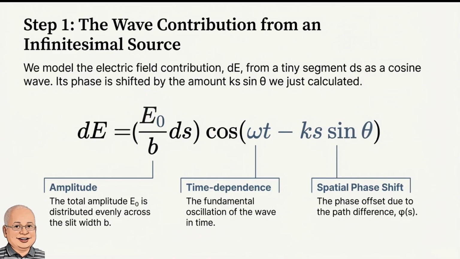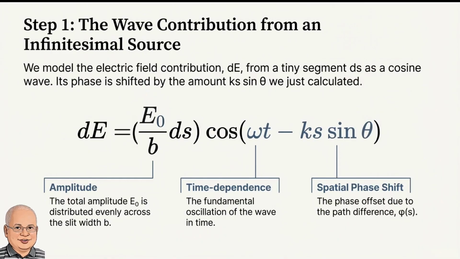Second part is the wave. Wave nature can be represented as sine or cosine. We are taking it here as cosine. So cosine omega t. Omega is the angular frequency, which is 2 pi f, and t is the time. So this is the fundamental oscillation of the wave in time. This is the time dependency of the wave.